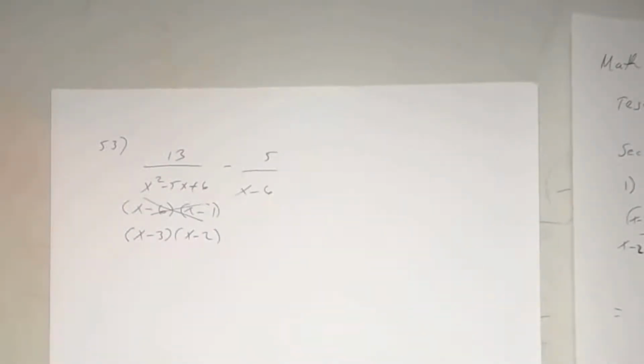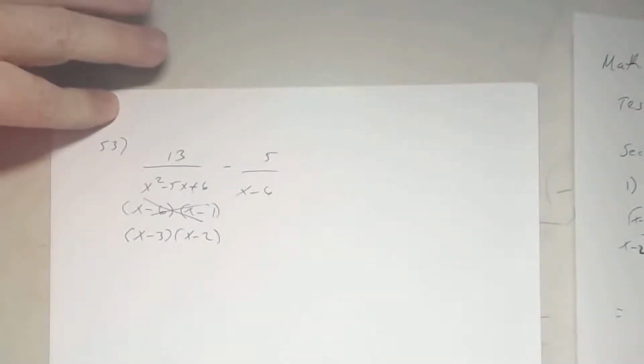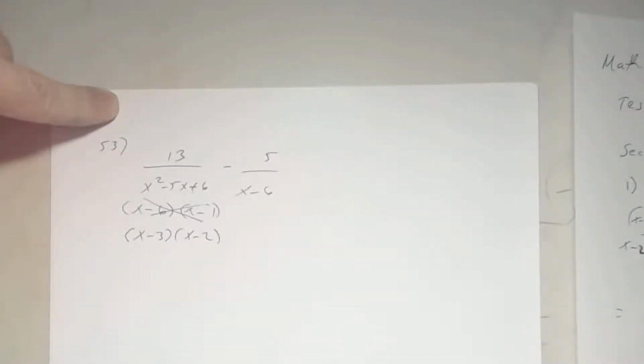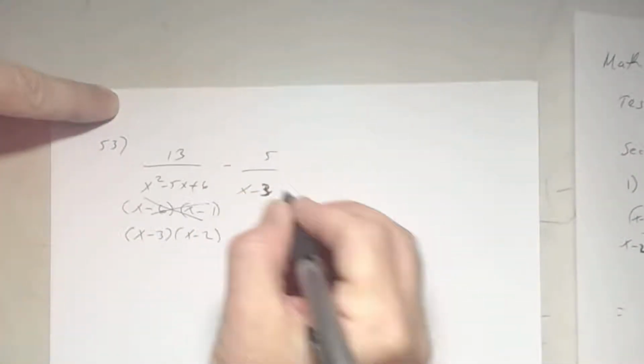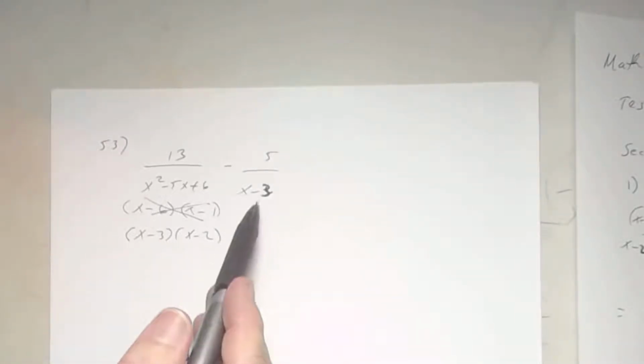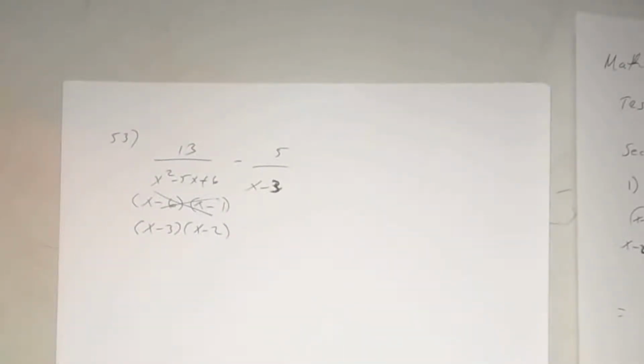Now make sure I wrote the last fraction correctly. It's x minus 3? Yes, I'm sorry. I'm looking on the side and there's not a lot of light right here. So it's x minus 3. I think the reason I put x minus 6 is because that was an x minus 6. So don't forget, change that to x minus 3. Now, what's the LCD? X minus 3 times x minus 2.